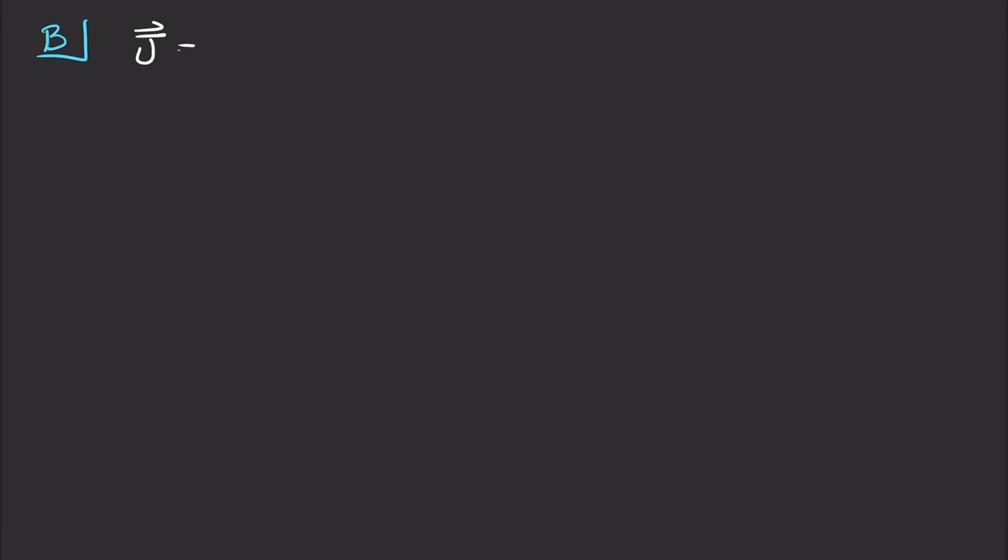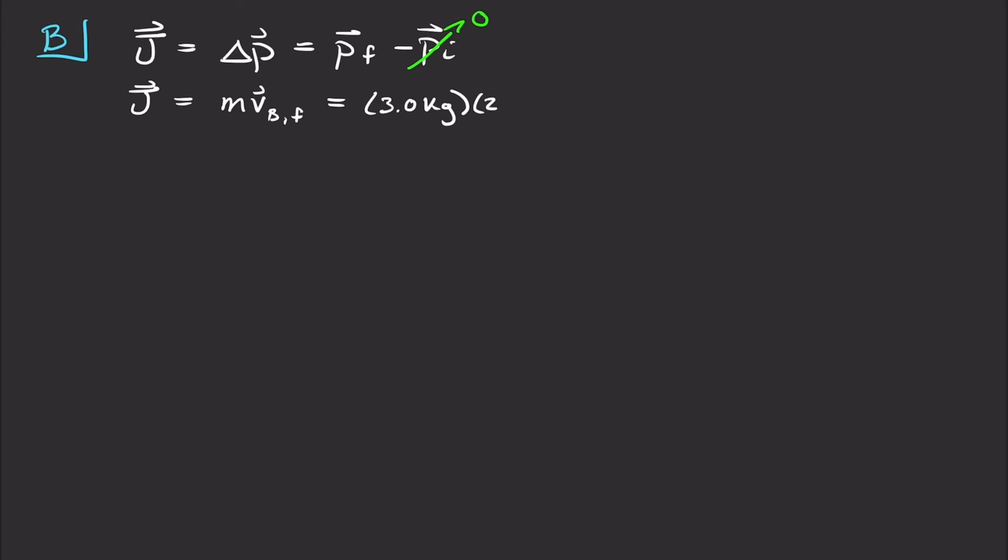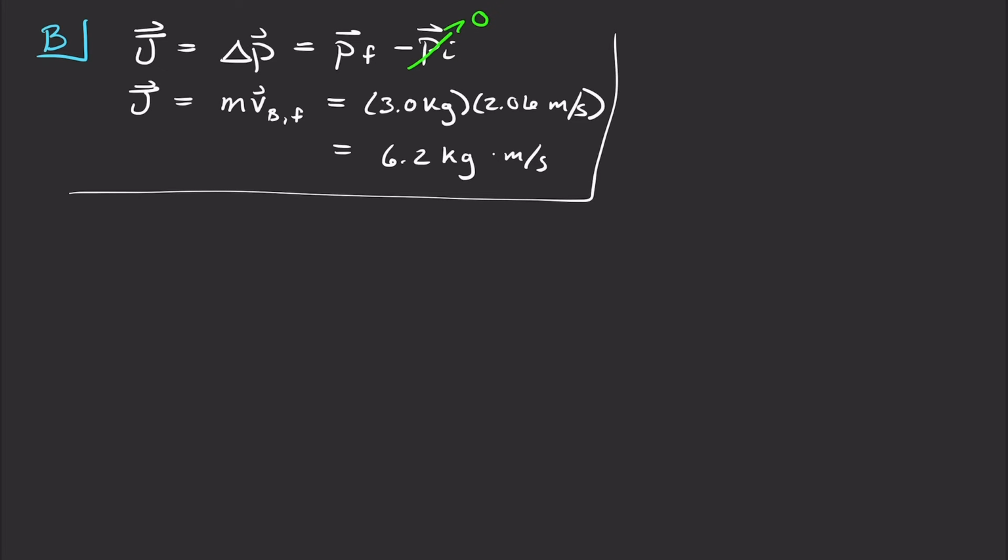The impulse is equal to the change in momentum. And this one's easier because this is just final momentum minus initial momentum, and B started from rest, so the initial momentum is 0, and that gives us the impulse is m VBf, or 3 kilograms times the magnitude that we just found, 2.06 meters per second, and that equals 6.2 kilogram meters per second. So that is the impulse for B.